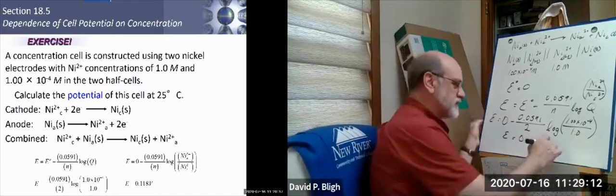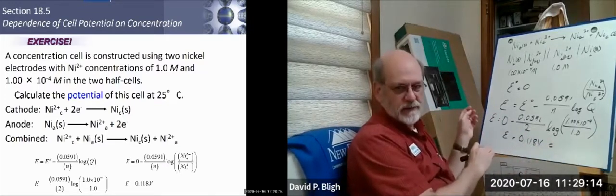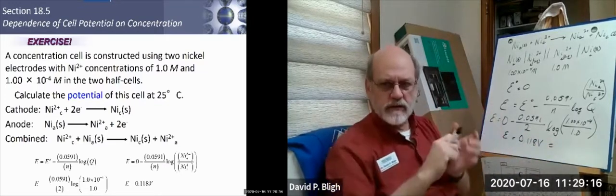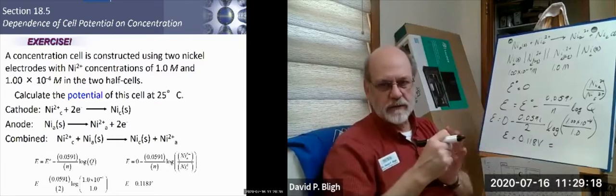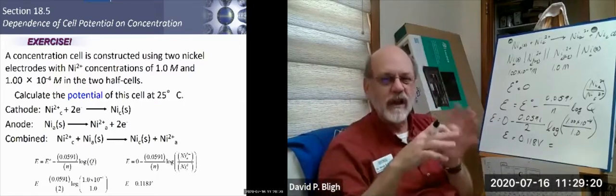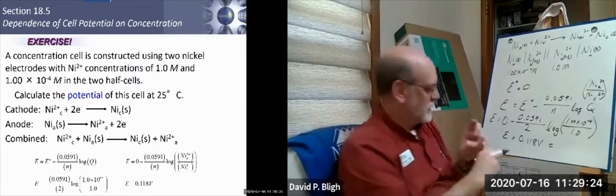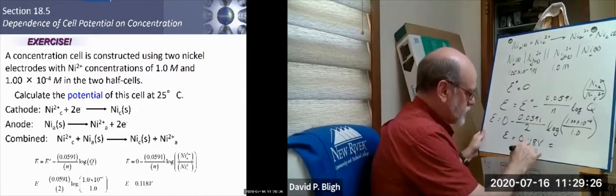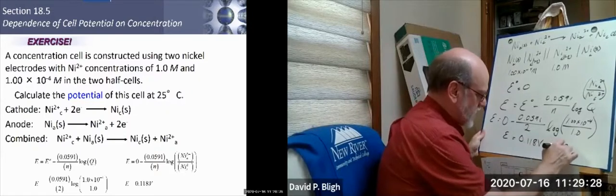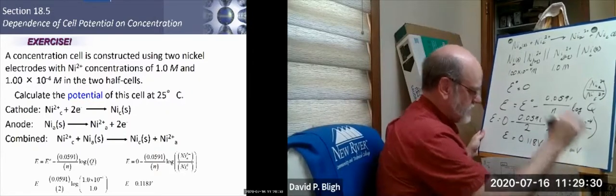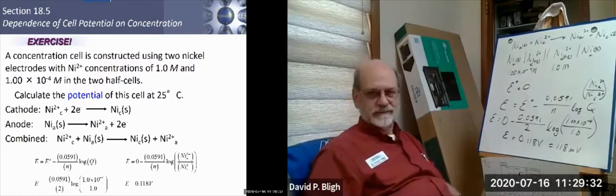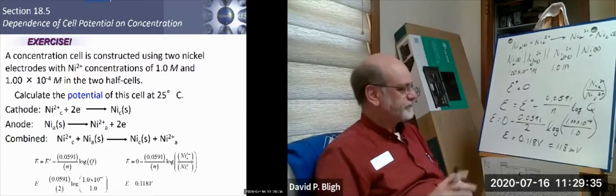So if we convert this to millivolts, what would it look like? Right? Because all voltmeters have a scale setting on them. If you're going to measure very low voltages, you want to set it on millivolts. So this would be 118 millivolts. All right.